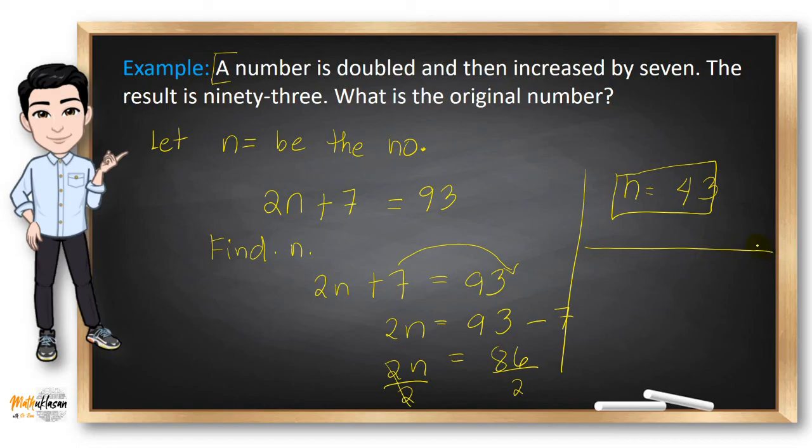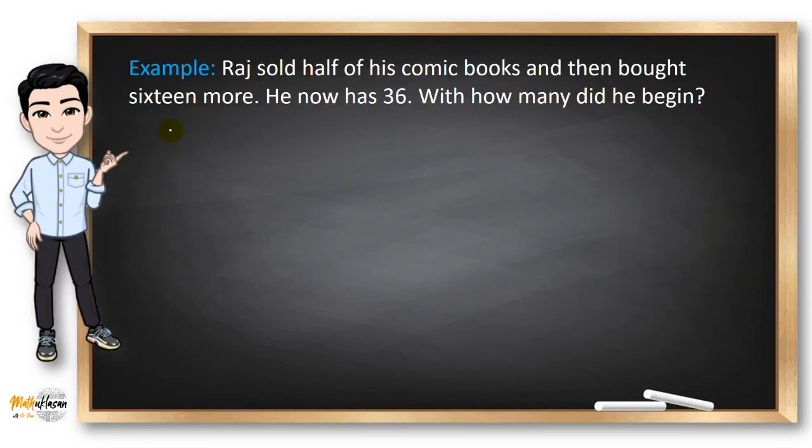Now let's check our answer. If the number is 43, doubling it and adding 7, would it give us 93? Yes, the answer is 93. So the original number is really 43.